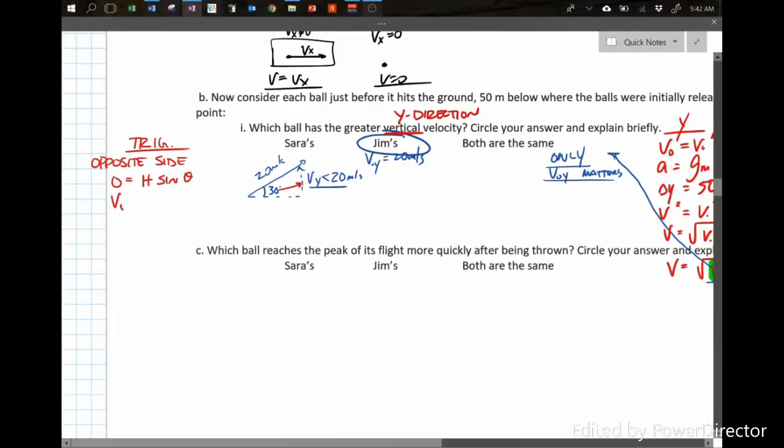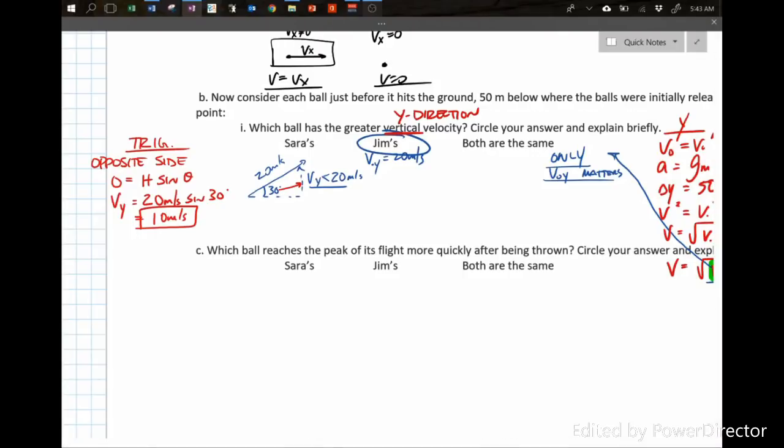So in this case, the opposite side is velocity in the y direction. The hypotenuse is 20 meters per second times the sine of 30 degrees. So that velocity in the y direction is 10 meters per second, which is less than 20, which is why Sarah's ball is moving more slowly in the y direction at the very bottom.